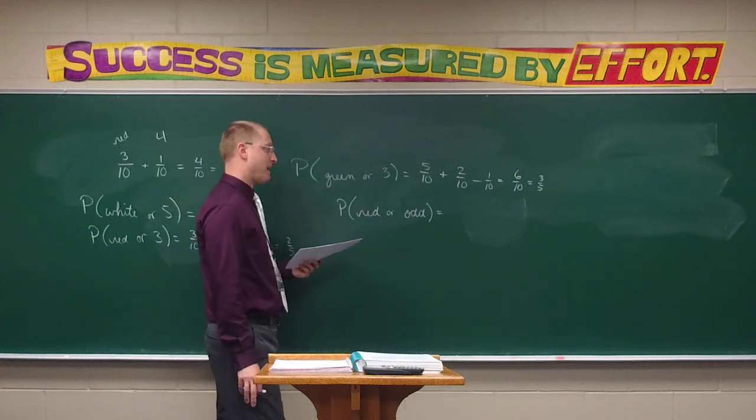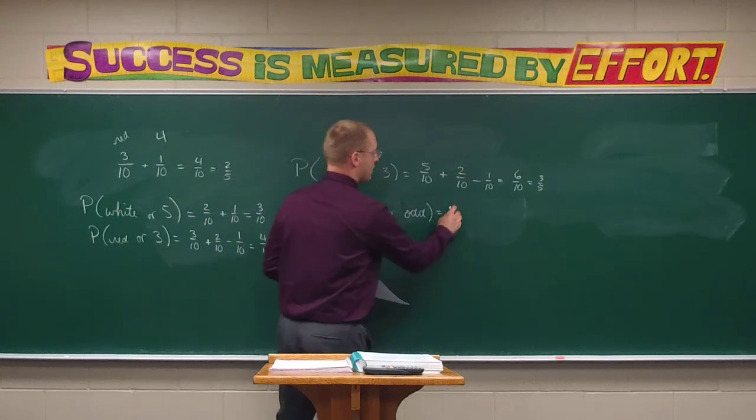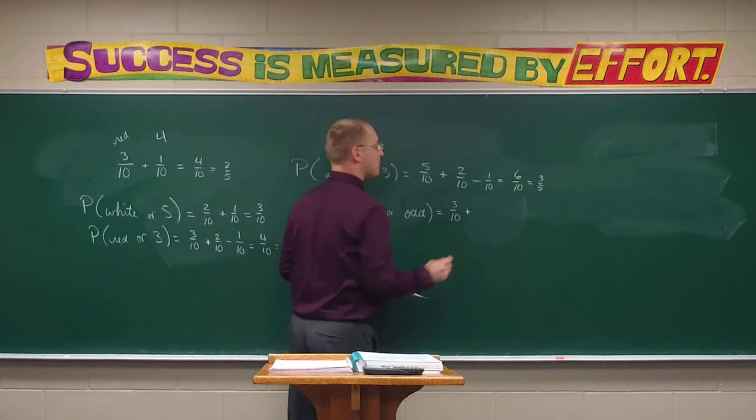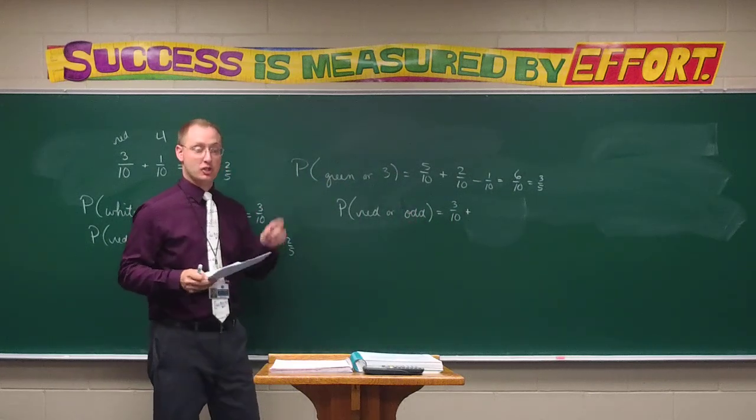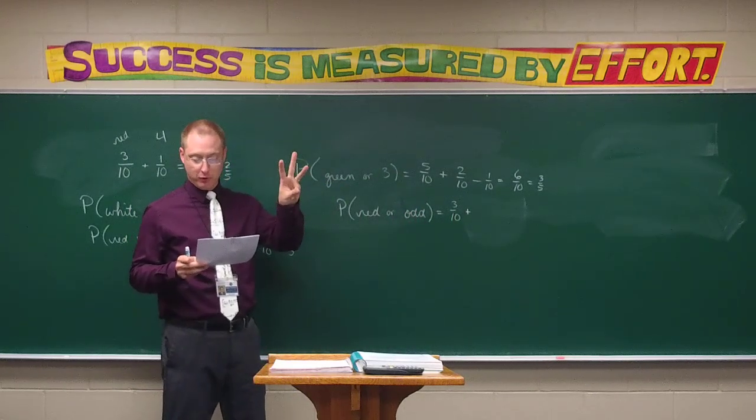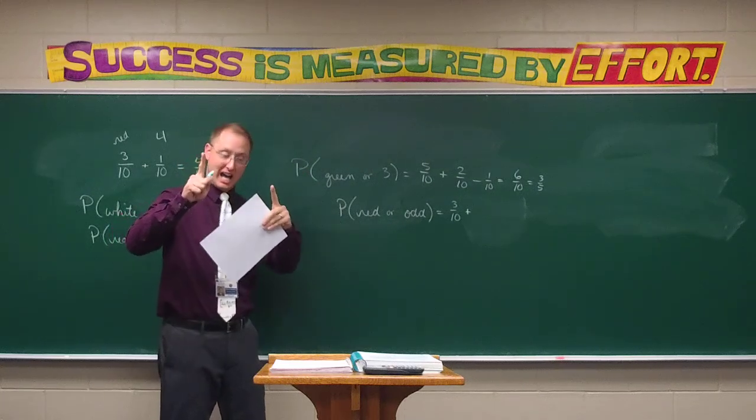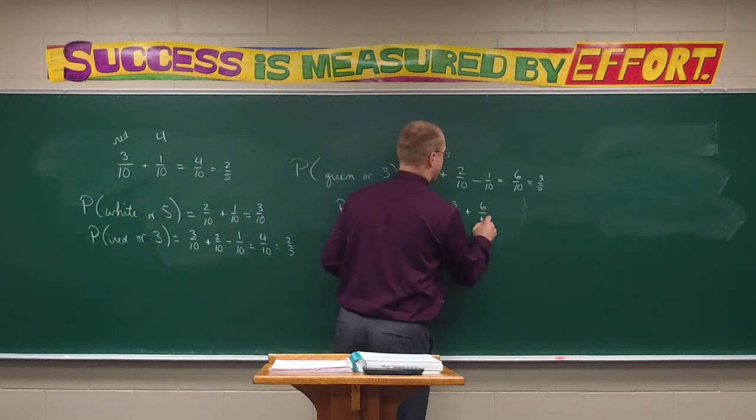Looks like Maddie's got it. Maddie, how many red balls? 3 out of 10. How many odd numbered balls? 6. 1 and 3 for red, 1 for white, 1, 3, 5 for green. So 6 out of 10 for odd.